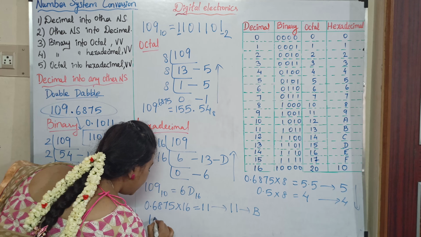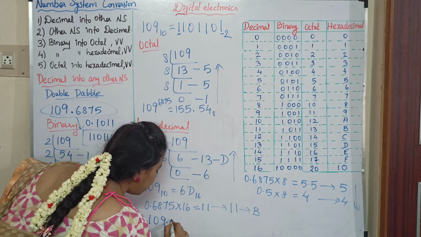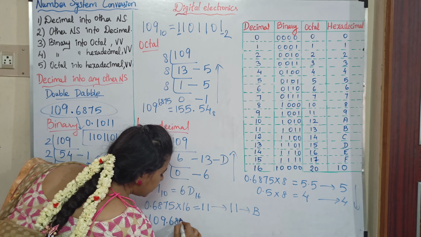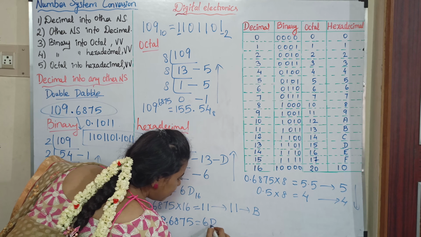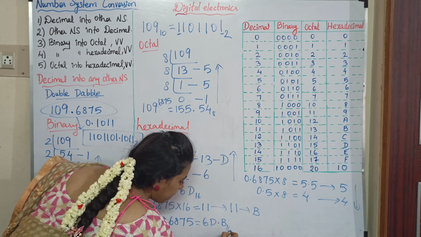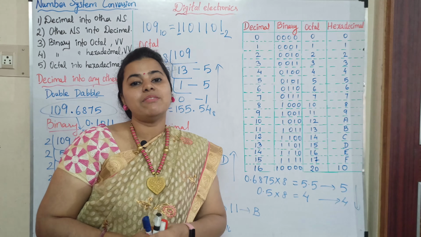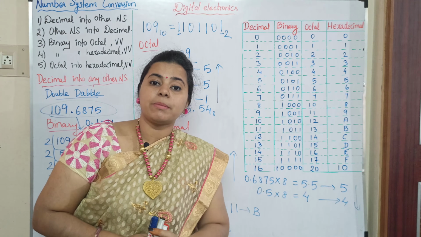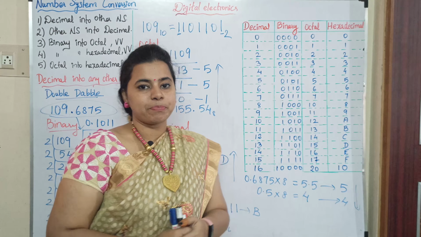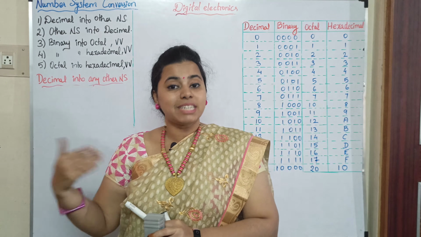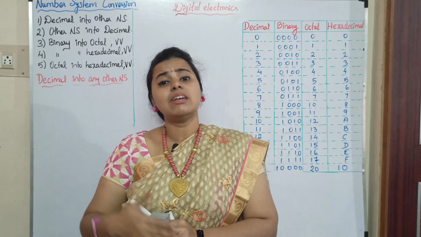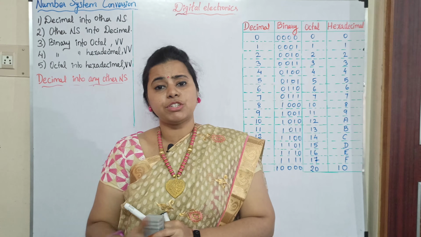Here the hexadecimal equivalent for the value 109.6875 is equal to 6D.B. This is how we have to convert a number from the decimal number system into any other number system. So to convert decimal into any other number system, we have followed the division method. We can also call this the short division method or the double division method.